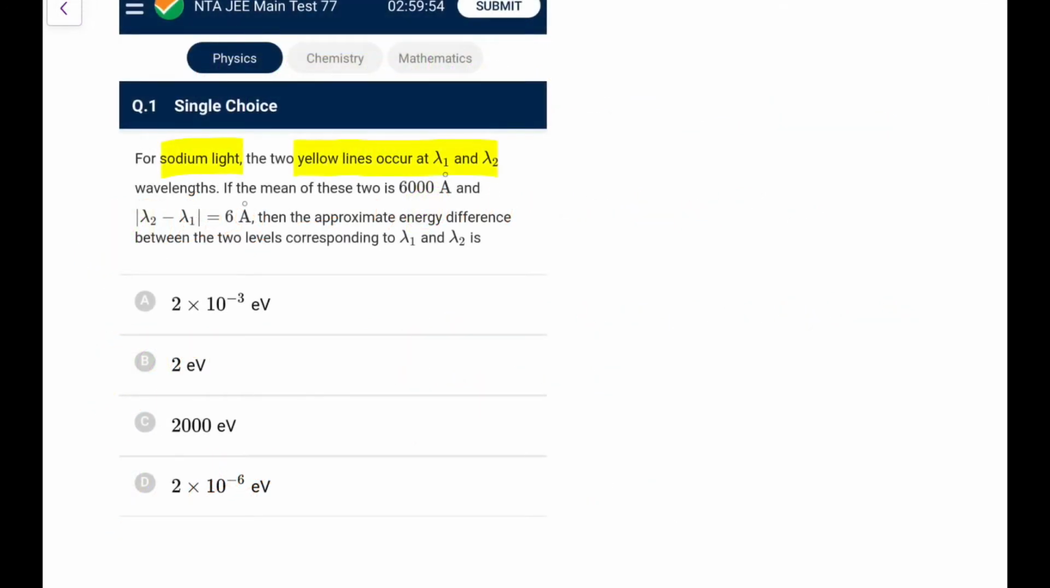Now question number 1. For sodium light, the two yellow lines occur at wavelengths lambda 1 and lambda 2. The mean of these two is 6000 and the difference is 6, so the difference is very small, meaning they are very near. Then the approximate energy difference between them is asked. Looking at the options, they are far apart. Energy is hc by lambda, so for a small difference I can write dE equals hc by lambda square d lambda, magnitude only, ignoring the negative sign.